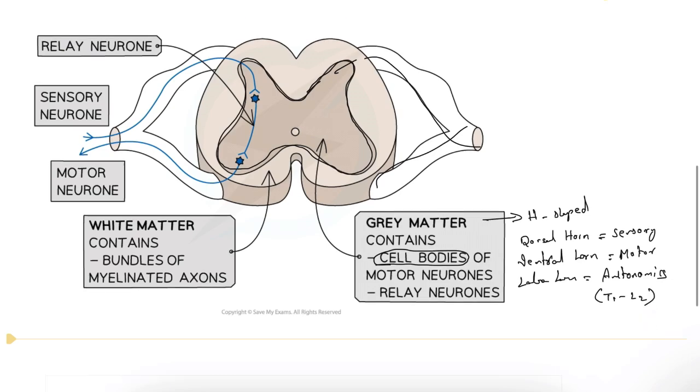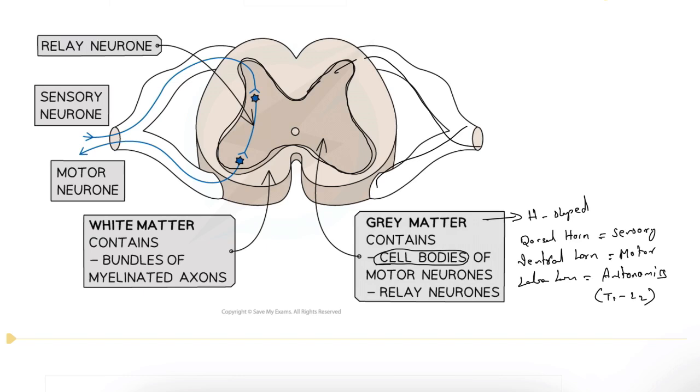Okay, I already mentioned the sensory part. These are relay neurons, that means they take the sensory input, do integration, then pass it to the brain, and then from the brain it passes to the motor neuron. If you know how the ascending tract and descending tract work, then you can easily understand these things.